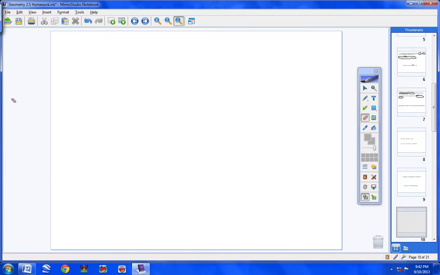Rewrite the statement in if-then form, or in other words, as a conditional. Then underline the hypothesis and circle the conclusion. Underline the hypothesis, circle the conclusion.